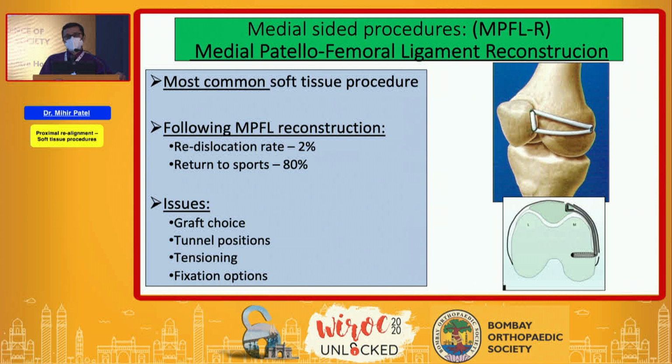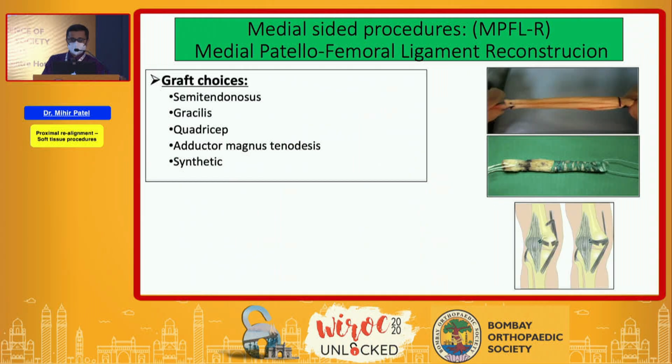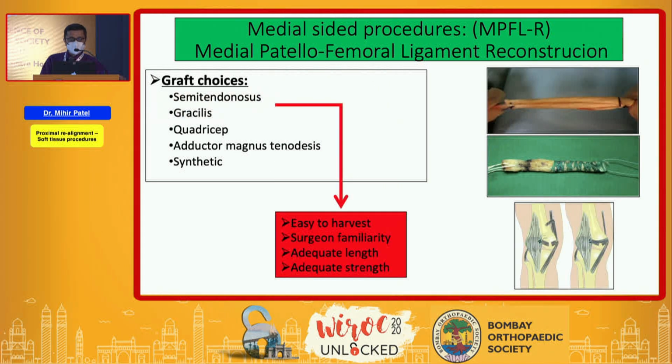The issues that we come across when we are doing an MPFL reconstruction are the graft choices, tunnel positioning, what tension we should fix the MPFL at, and the fixation options. Graft choices are hamstrings, quadriceps, synthetic, and even adductor magnus tenodesis. However, most commonly the hamstrings are used simply because they are easy to harvest, surgeons are more familiar with them, and they have adequate length and give us adequate strength.